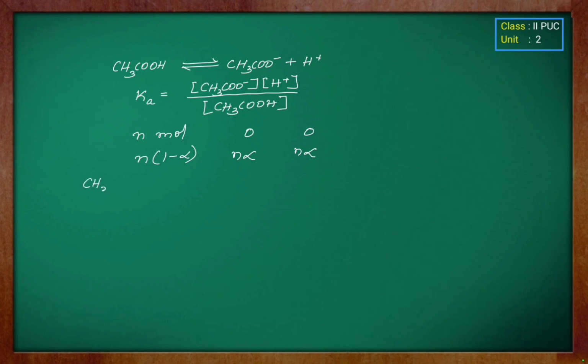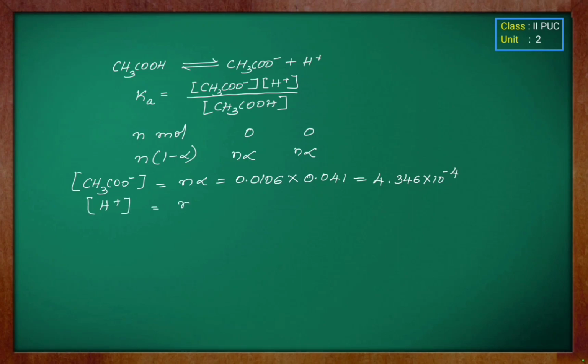Now writing concentrations, the concentration of CH3COO minus is n into alpha. The value of n we have calculated is 0.0106, that is the moles of acetic acid itself, into alpha, which is 0.041. This is equal to 4.346 into 10 to the power minus 4. Similarly, the concentration of H plus ions is also n alpha, and this is also equal to 4.346 into 10 to the power minus 4.